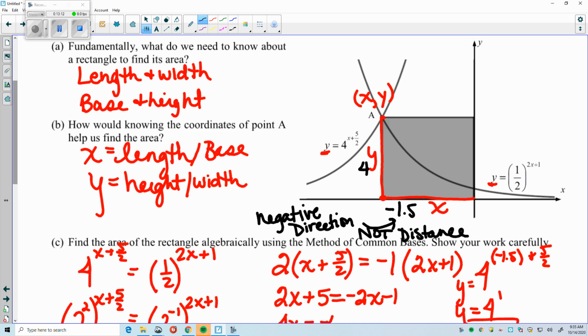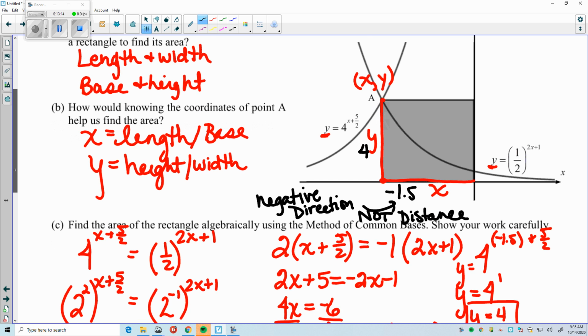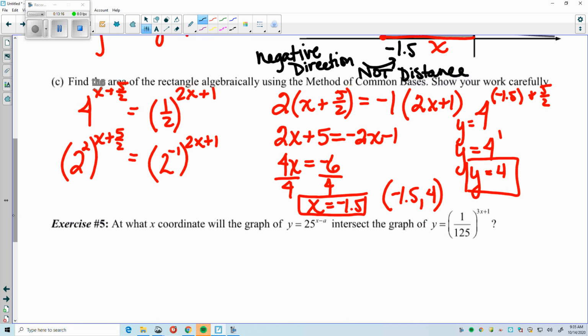So when we go to find the area for this, knowing that it's length times width, I'm going to do this work here. The area being length times width, I know it's going to be a positive 1.5 times 4. And so when we multiply that out, that's going to give me a total area of 6 units squared.